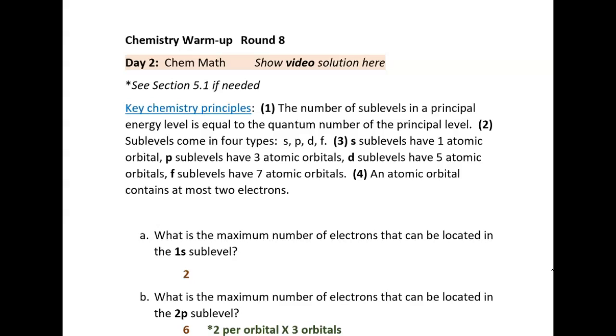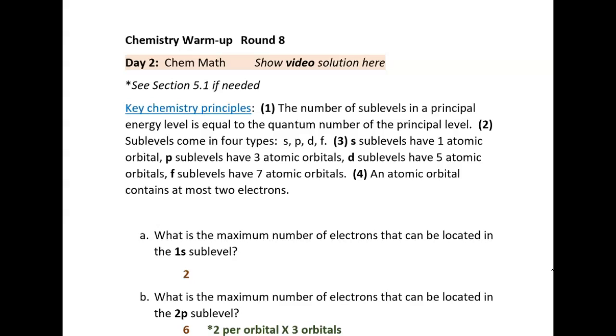Third principle, S sublevels have 1 atomic orbital. P sublevels have 3 atomic orbitals. D sublevels have 5, and F sublevels have 7. Notice the odd numbers there, 1, 3, 5, 7. The fourth principle, an atomic orbital contains at most 2 electrons.